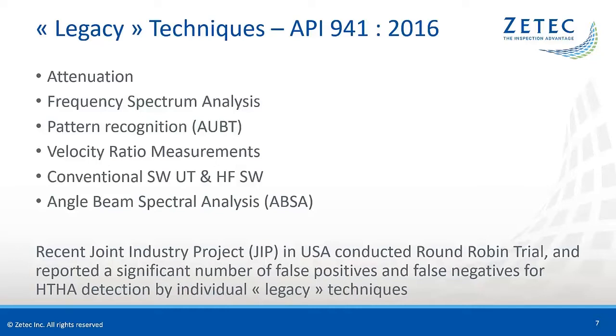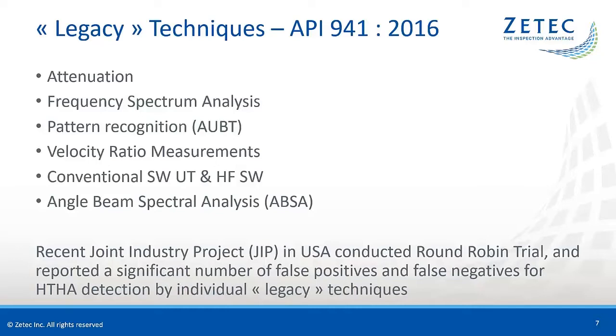Let us first have a look at methodologies that have been in place for a while. The API Recommended Practice 941 suggests potential inspection techniques for HTHA based on available published information. It provides a short description of the techniques and lists advantages, disadvantages, and the area of application. This slide shows a short list of the legacy techniques deployed in the field, mostly by manual scanning. Various physical principles are used.